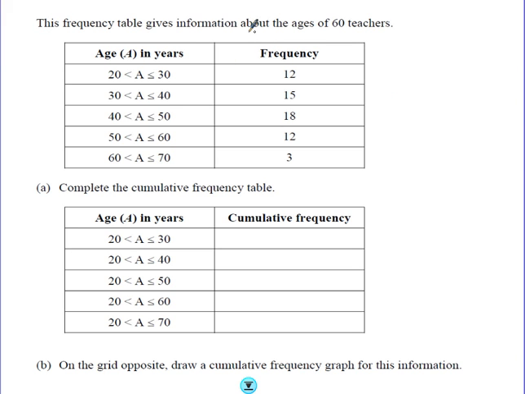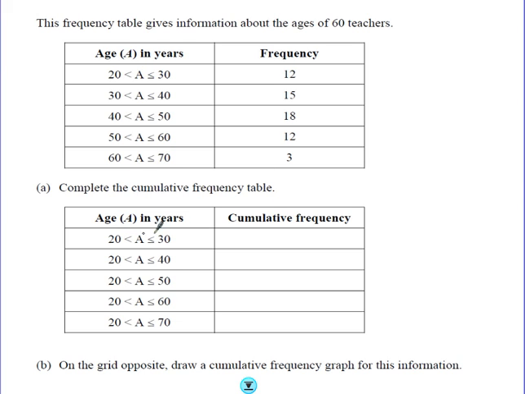So this frequency table gives information about the ages of 60 teachers. It's a group frequency table with class intervals. So this is saying that there are 12 teachers between the ages of 12 and 30. So part A, complete the cumulative frequency table.